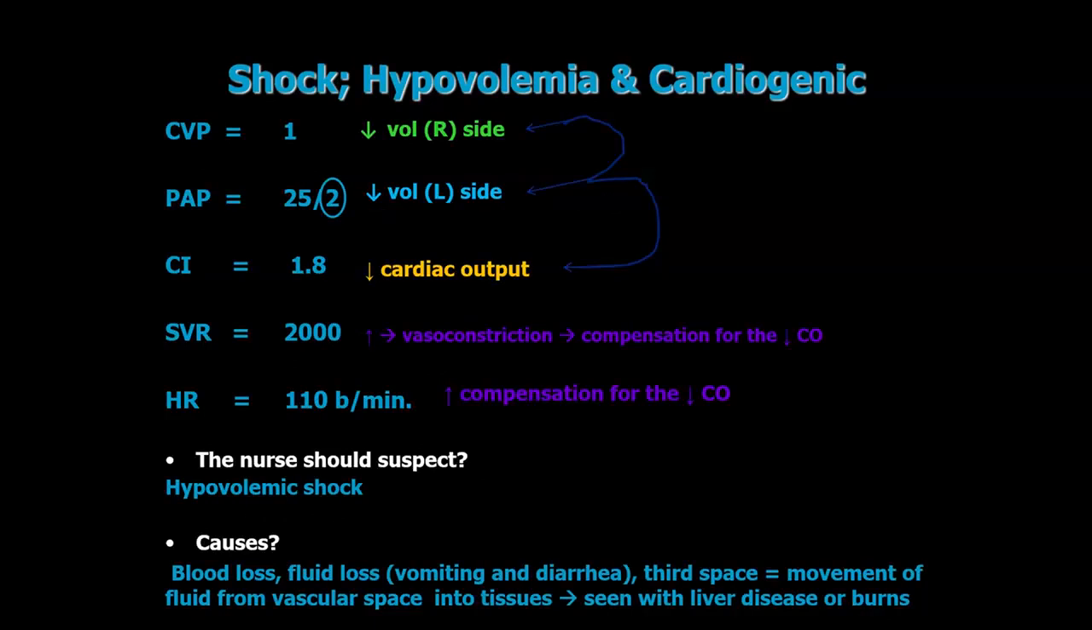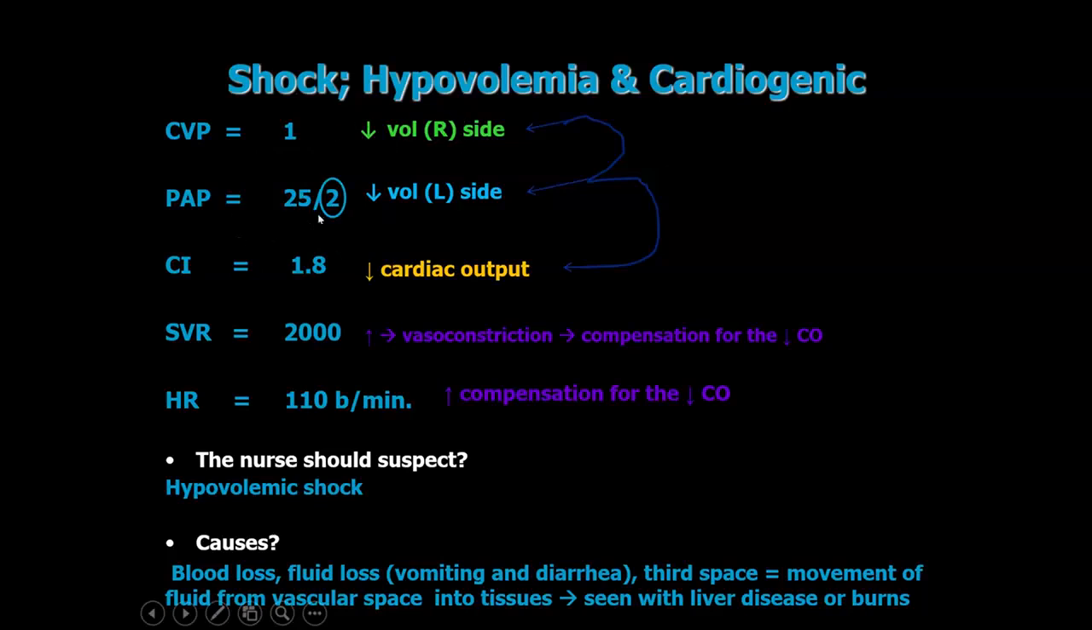So when we look at the measurements that tell us about volume, hopefully you've already done the hemodynamic presentation. Otherwise, this might be a little bit confusing to you. So do that first, then do this. So let's look at our hemodynamics, and we see the measurements that indicate volume, central venous pressure. I say CVP, and your brain should have gone to right atrial pressure. So the CVP is 1, which indicates that there is a low volume on the right side of the heart.